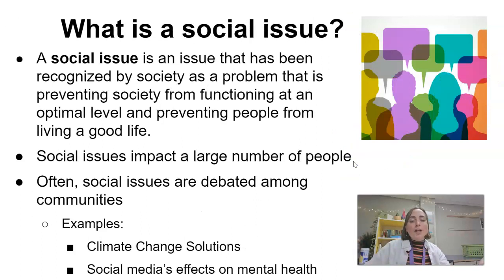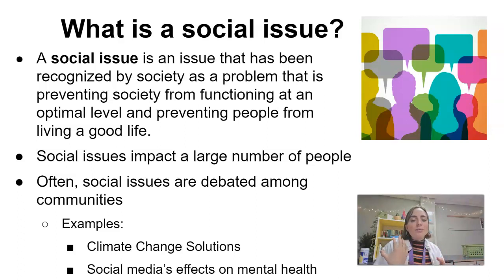So in order to choose a topic, we need to understand what a social issue is. What does that even mean? A social issue is an issue that has been recognized by society as a problem that is preventing society from functioning at an optimal level and preventing people from living a good life. So it's a problem that is negatively impacting a large number of people.